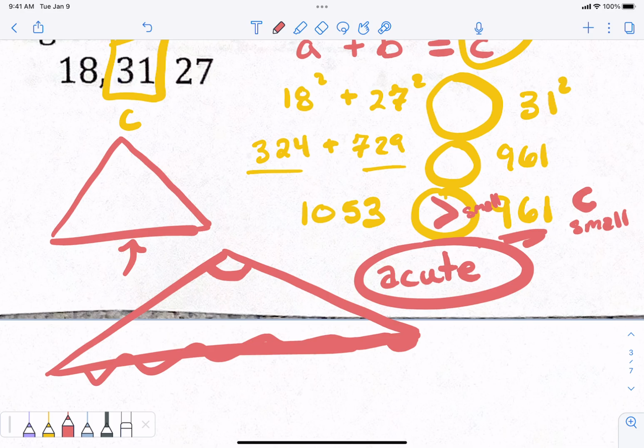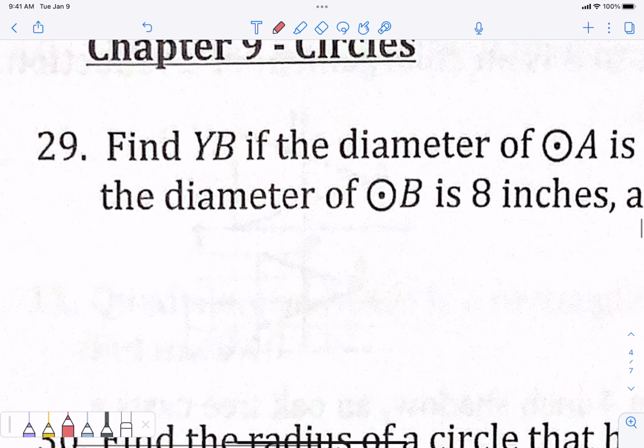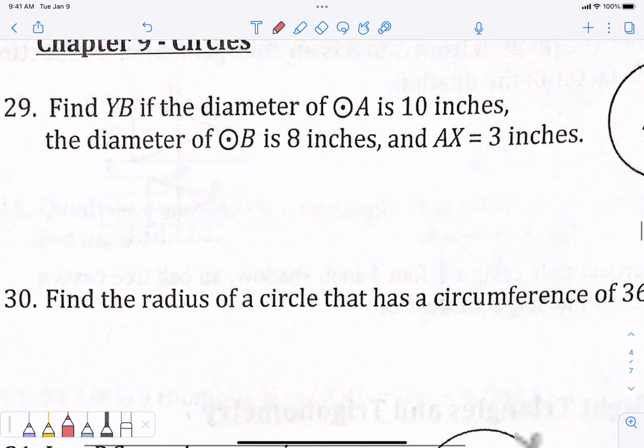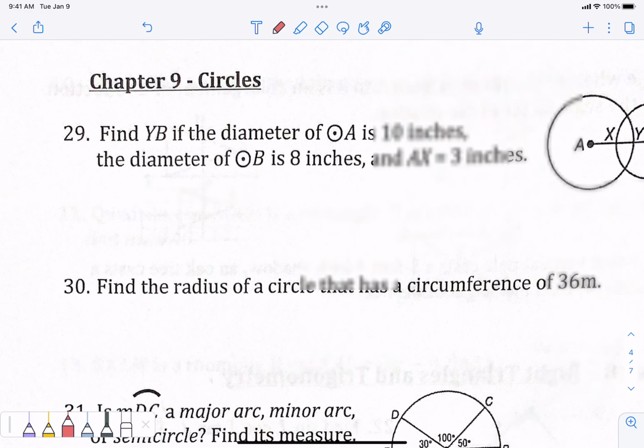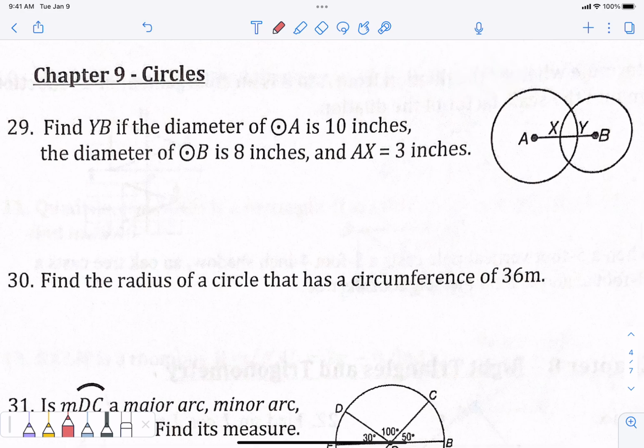All right, moving on. I'm trying to go as fast as I can, but I want to make sure you get all this, okay? Chapter 9 circles should be a lot less, or they should go faster, okay?